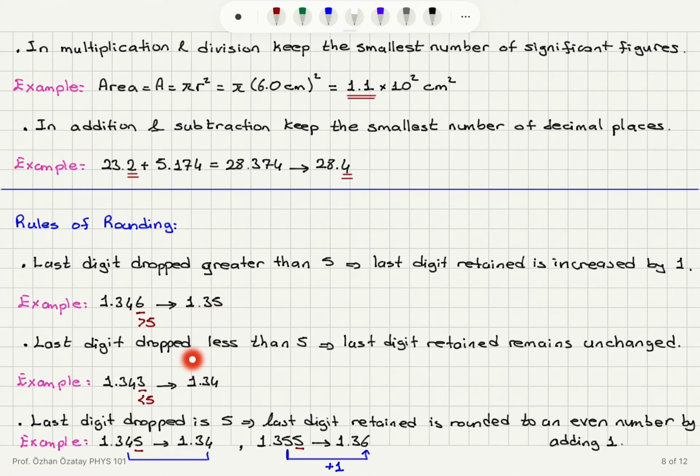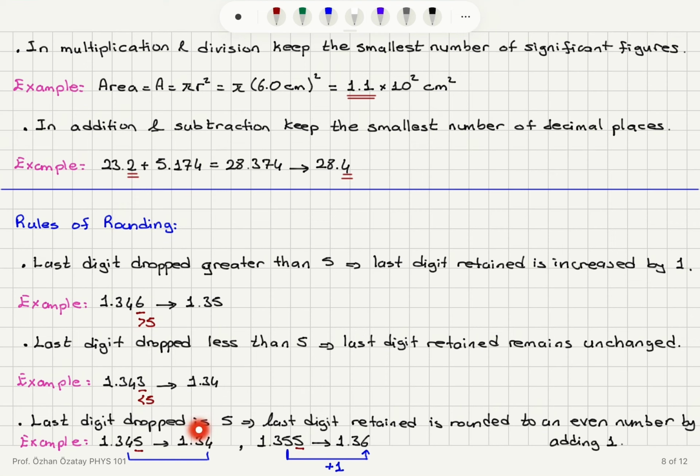If the last digit dropped is less than 5, then the last digit retained remains unchanged. So if we have 1.343, we are required to have three significant figures. We drop 3, but we check if it's less than 5. It is. Therefore, the last digit retained remains the same. It's going to be 1.34.